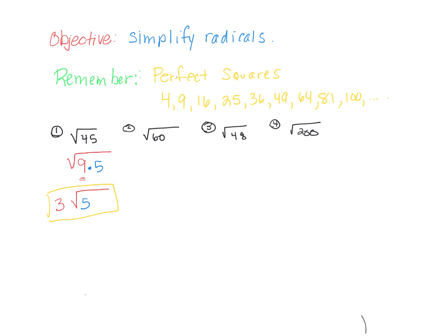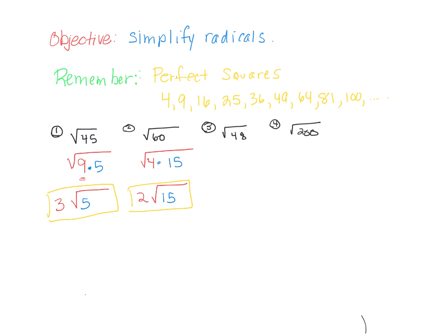Now, when we look at the next one, the square root of 60, we talked about how there may be several sets of factors that multiply to 60. 2 times 30, 3 times 20. We have several sets, but we're looking for the set that contains the greatest perfect square factor. So we would be looking at 4 times 15. The square root of 4 is 2. 15 stays under the radical, and our simplified answer is 2 times the square root of 15.